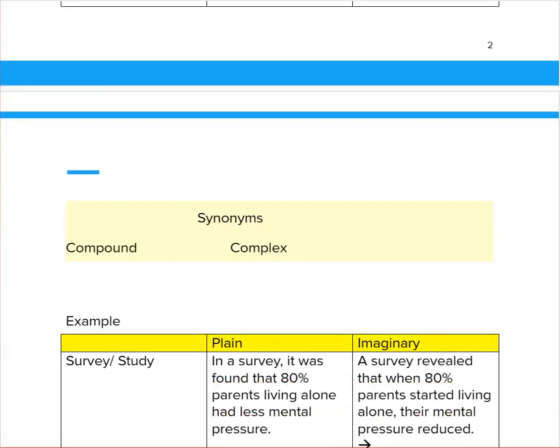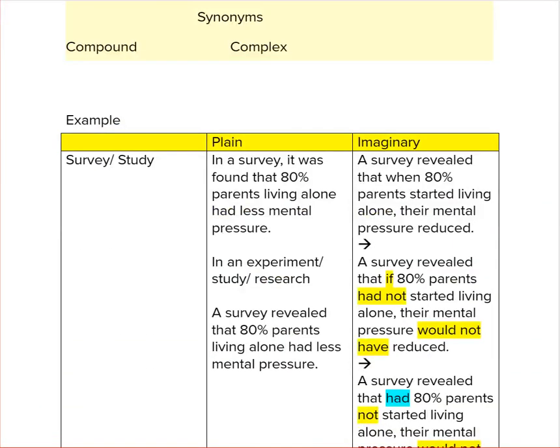And now we look at how to make examples. First example on a survey study plan. In a survey, it was found that 80% of parents living alone had less mental pressure. Imaginary: a survey revealed that when 80% started living alone, their mental pressure reduced. You can use all three. Using an if condition: a survey revealed that if 80% had not started living alone, their mental pressure would not have reduced. This is a band 7 example.